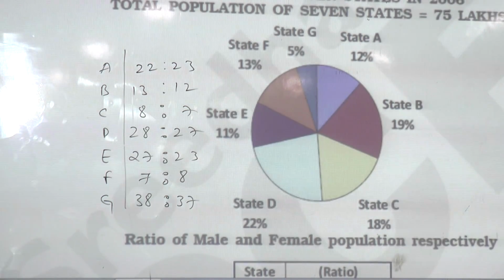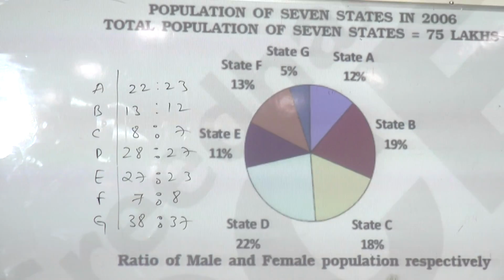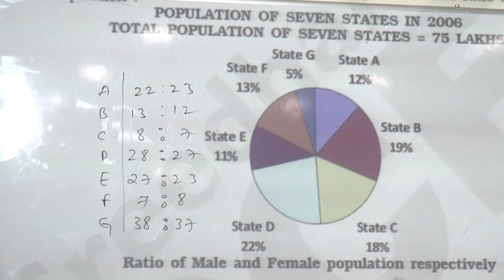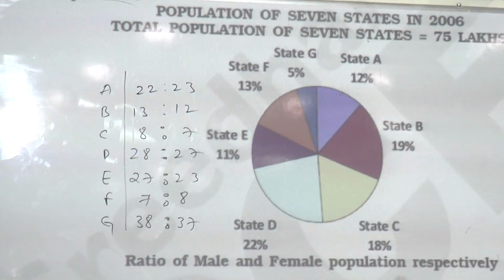Come on, 49. Out of the male population of state G, 24% are studying in schools or colleges. Out of the female population of the same state, 20% are studying in schools or colleges. What is the ratio between the total number of males studying in school and the females? This is about state G, right?